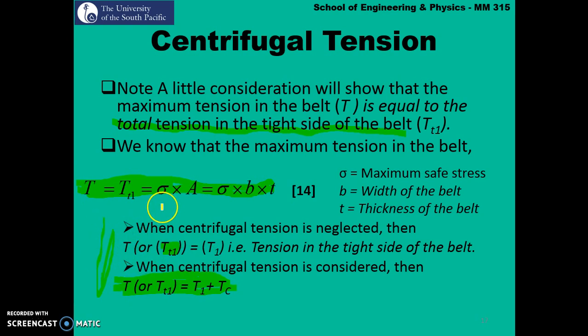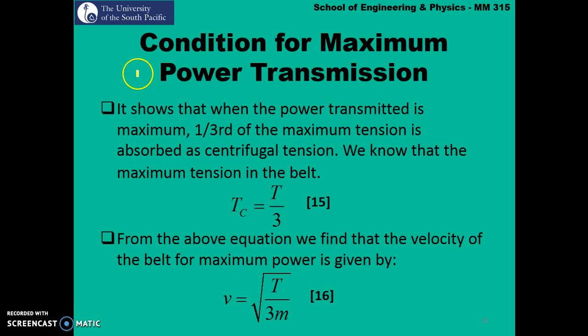Now let's look at the condition for maximum power transmission. Equations 15 and 16 you just need to remember. For maximum power transmission, your centrifugal tension is just 1/3 your maximum tension. So that's equation 15: your Tc is simply 1/3 the maximum tension.